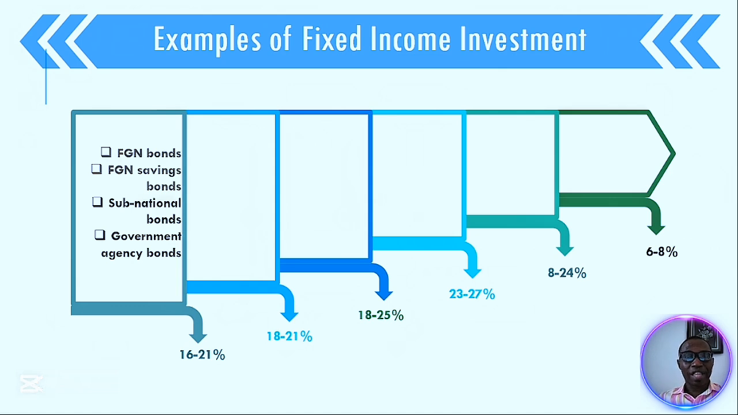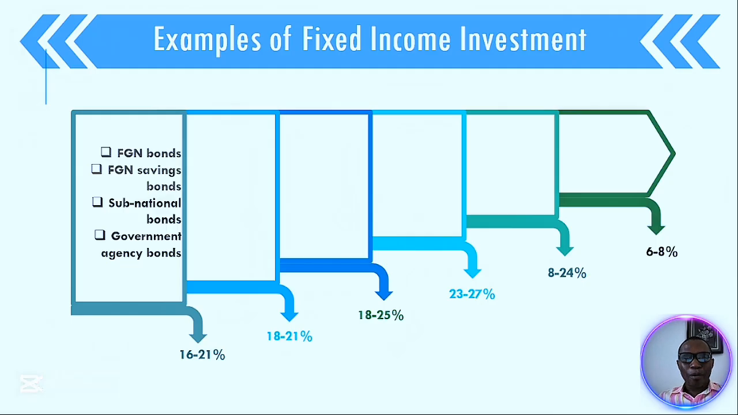And one beautiful thing is that even if you don't have what it takes to invest in the primary market, which is with the DMO, Debt Management Office, you can always get it in the secondary market, where it will be denominated in lower amounts. That's FGN bonds. Now I need to say that there's a difference between FGN bonds and FGN savings bond. The minimum in the primary market when you are investing in FGN bonds is 5 million naira.